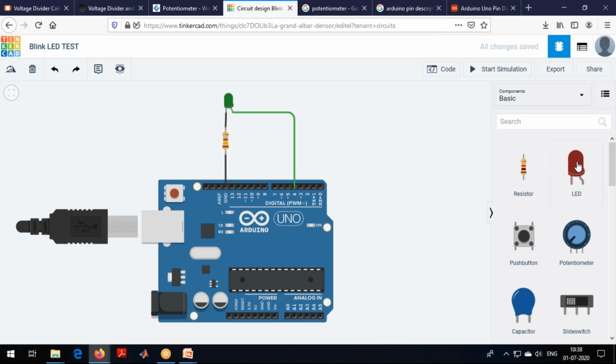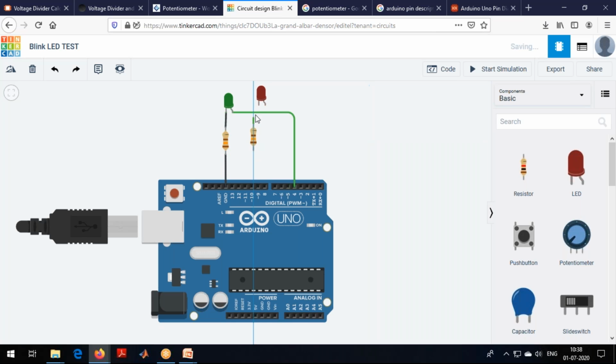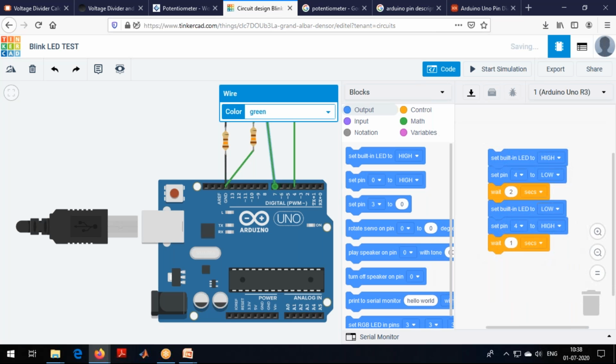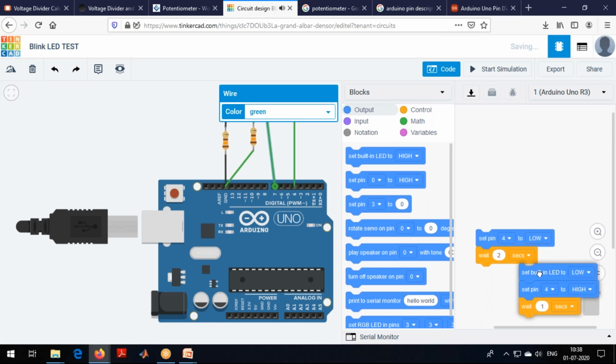We can also bring one more LED. Take another resistor, connect to ground. Take this one to maybe 7th pin, again write code. I don't want this built-in LED thing. I'm removing that.